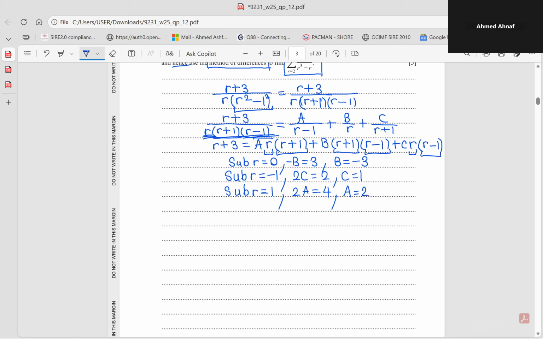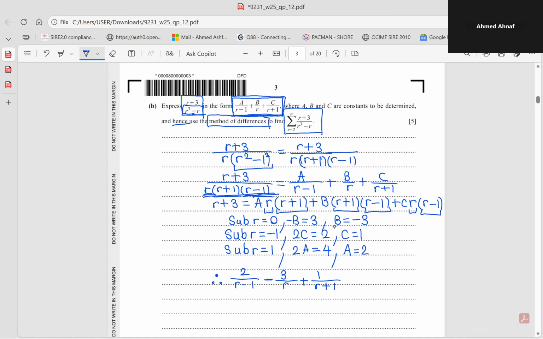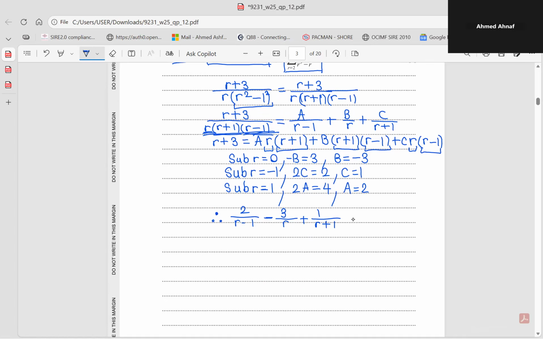Okay, so we are done finding the constants and we can express our initial rational function in partial fractions. So it's going to be 2 over r minus 1. B is minus 3, so you can put minus instead of plus, and then your numerator is still going to be positive. Minus 3 over r plus c is 1 over r plus 1. Yeah, so I believe this concludes the first part of this question.